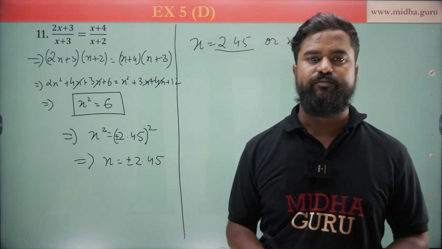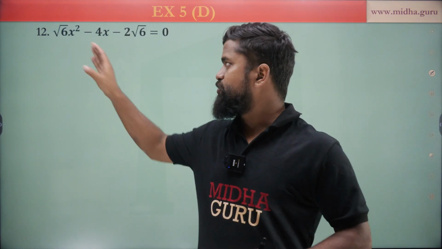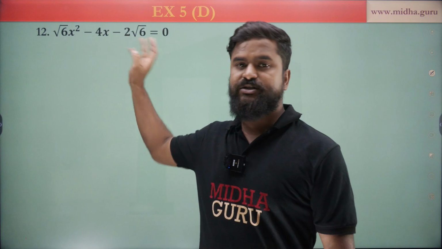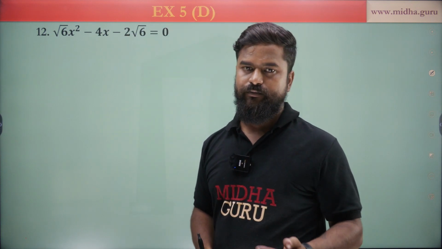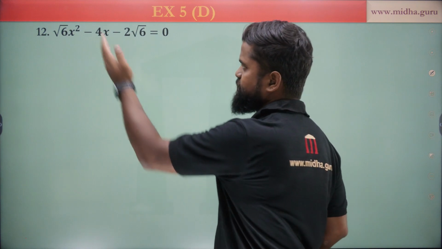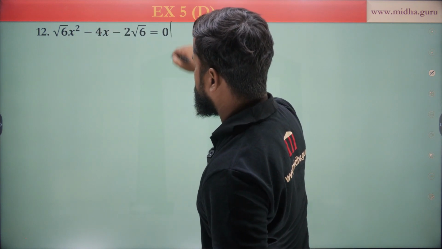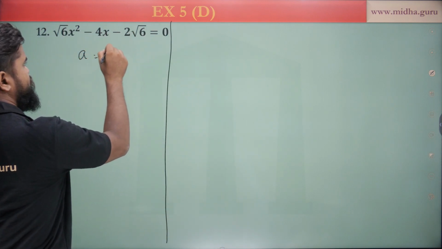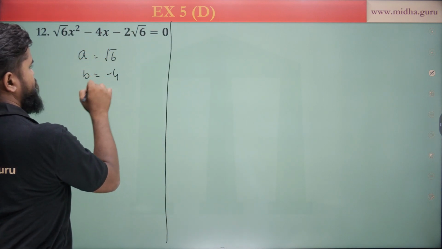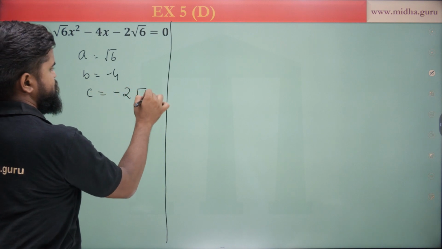Let's move on to the next problem. Now the next equation is root 6 x square minus 4x minus 2 root 6 is equal to 0. Again here we don't even need to put it in the standard form because it already is in the form ax square plus bx plus c. So what we are going to do is we will directly take the values of a, b and c. a will be equal to root 6, b will be minus 4 and c will be minus 2 root 6.